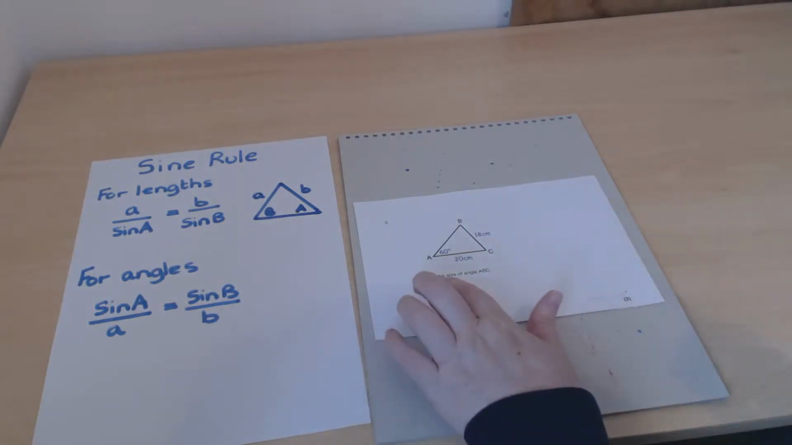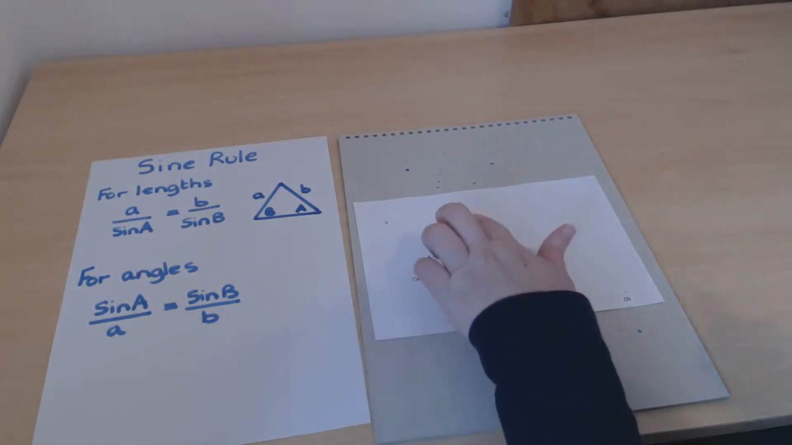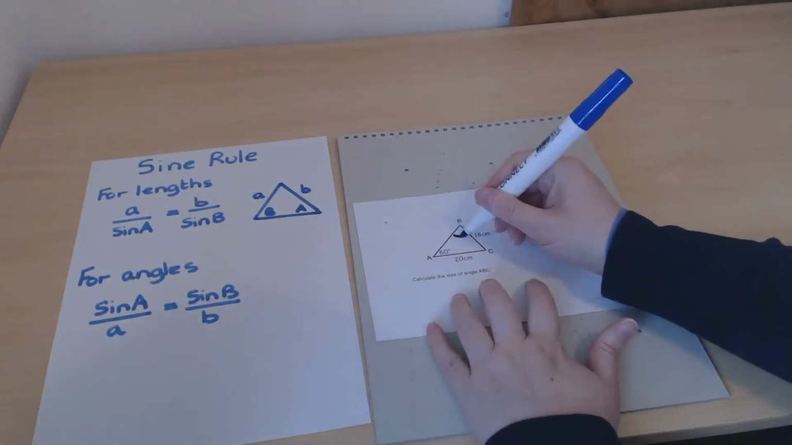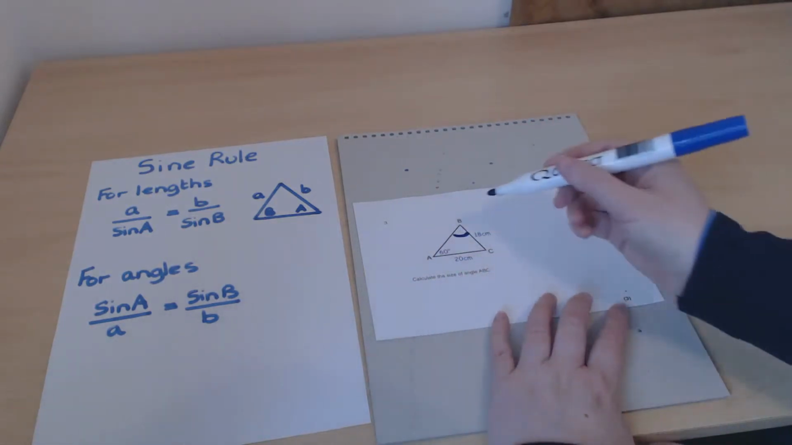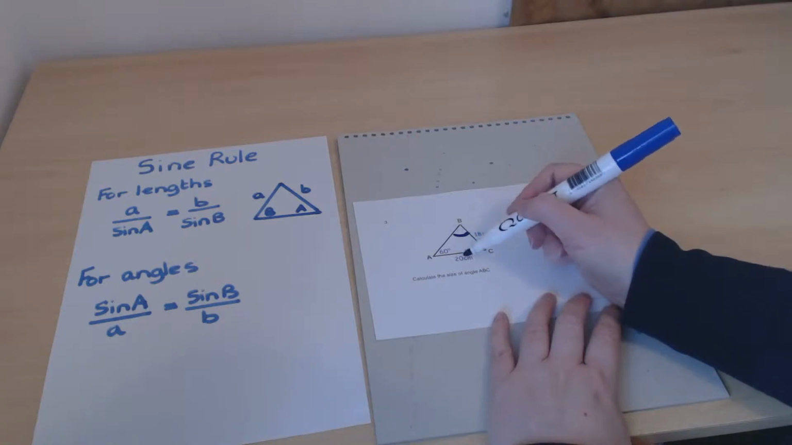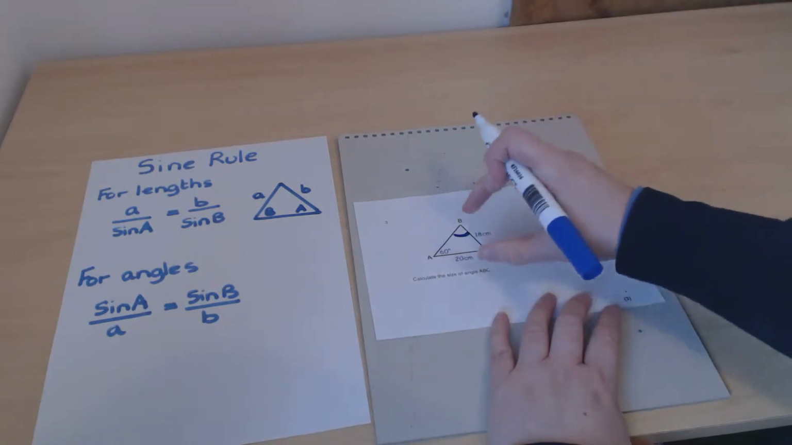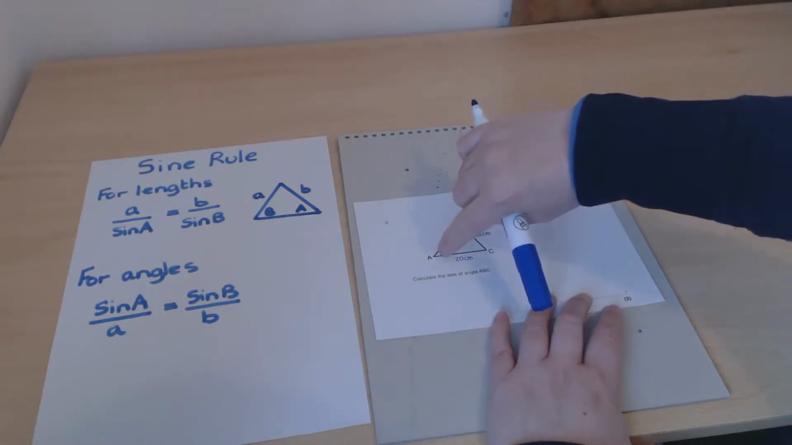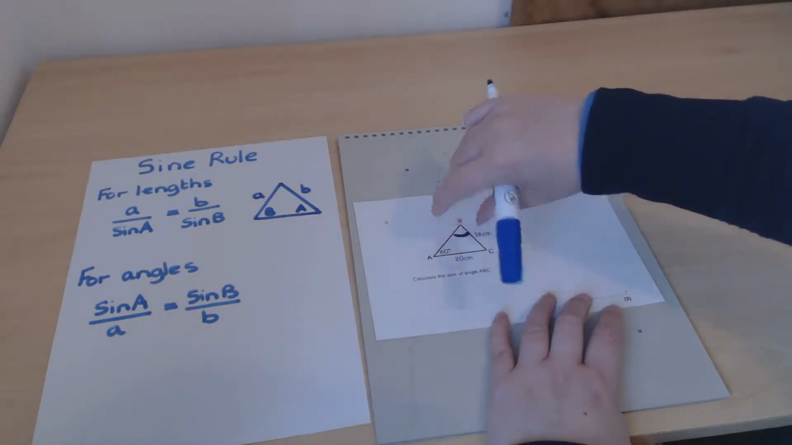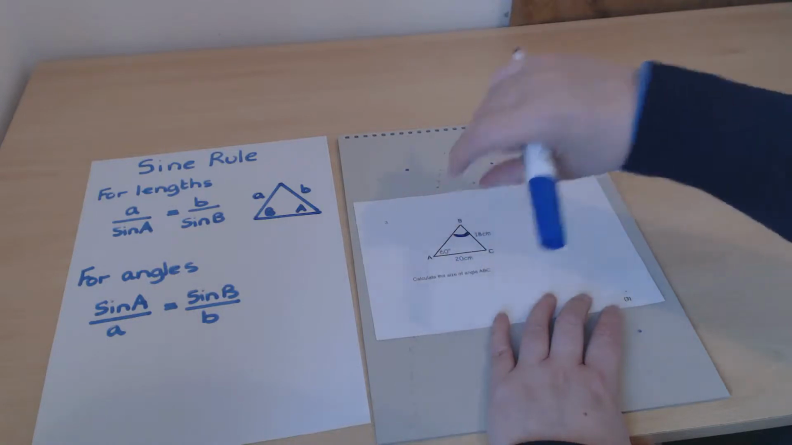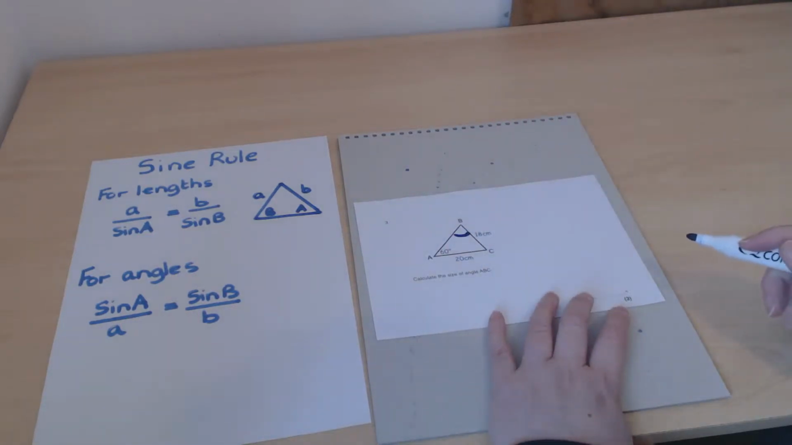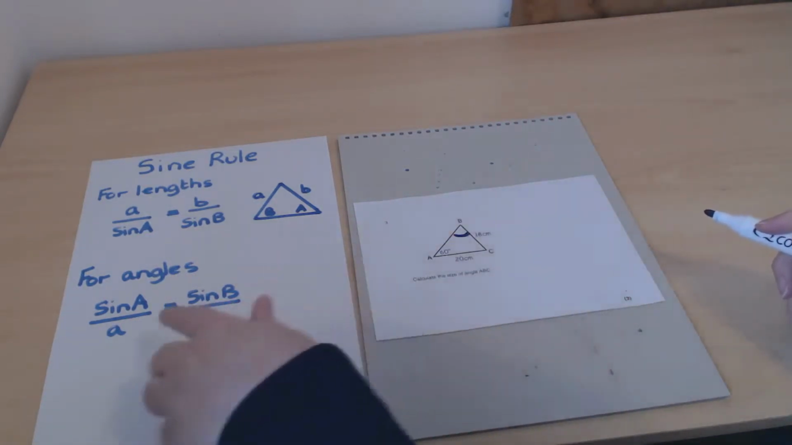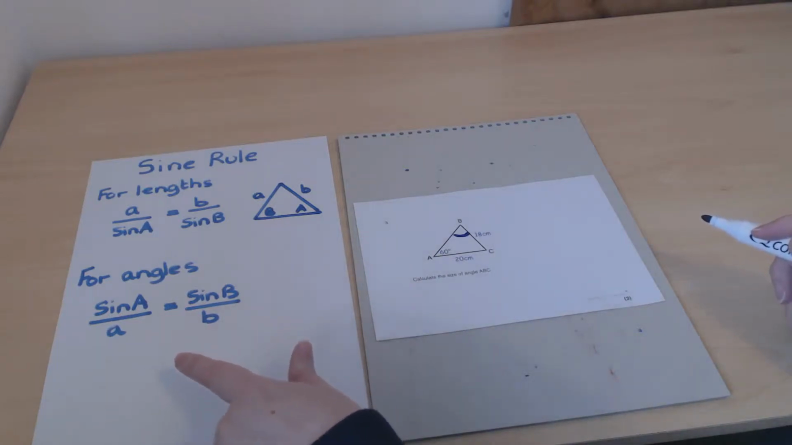So in this case, it says find the size of angle ABC. So we're trying to find that angle there, which is opposite this, so forms a pair. And we've also got another pair where we've got the angle and its opposite side. So it's this idea of pairing that's going to help us here. Now, because we want to find an angle, we're going to use this version here.